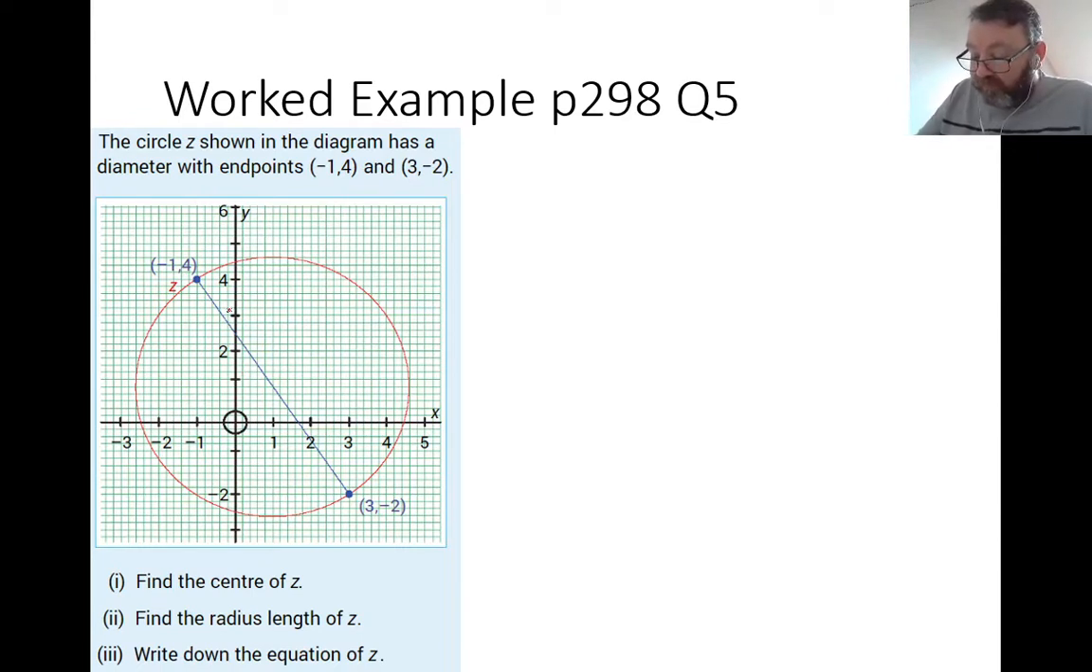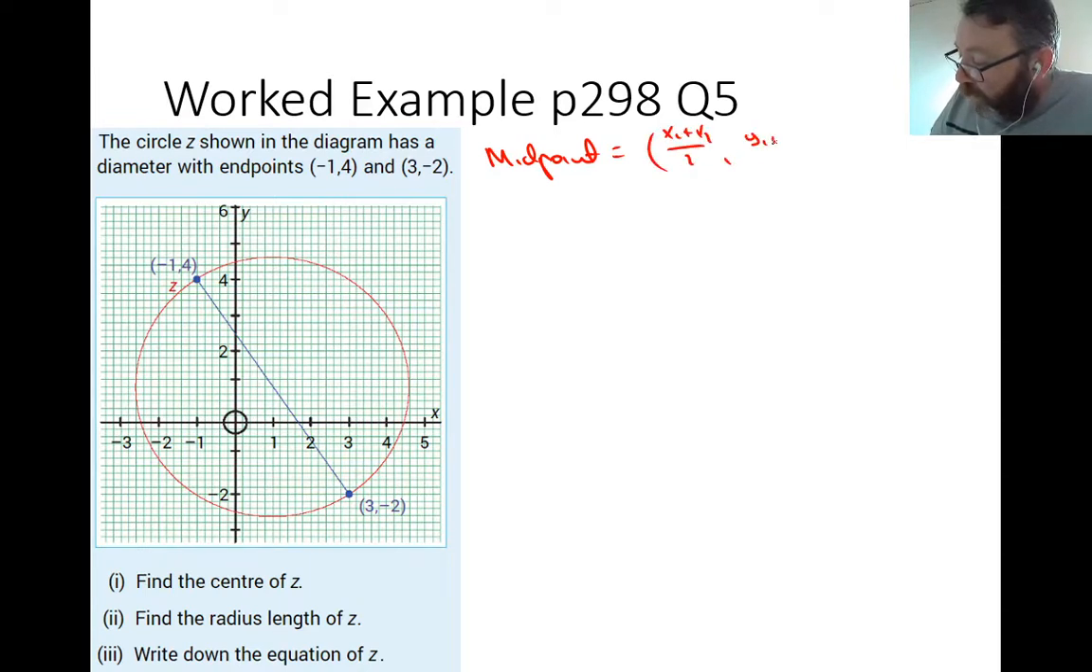Now look, to find the centre of Z, I'm simply going to find the midpoint of that line. So I'm going to use the midpoint formula. And the midpoint formula is, as you already remember, (x1 plus x2 over 2, y1 plus y2 over 2). That comes from the previous chapter. Now take your points and put them in carefully. This is x1, y1, and this is x2, y2. Okay, shove them in, let's see what we get.